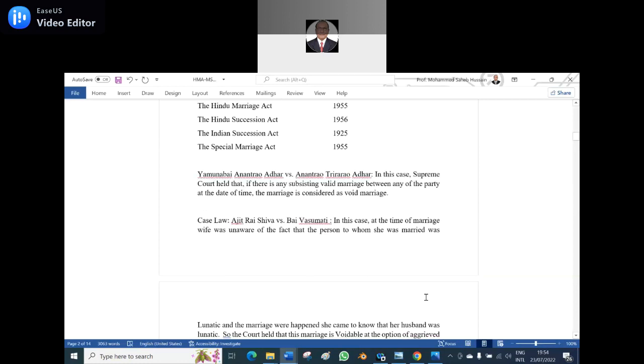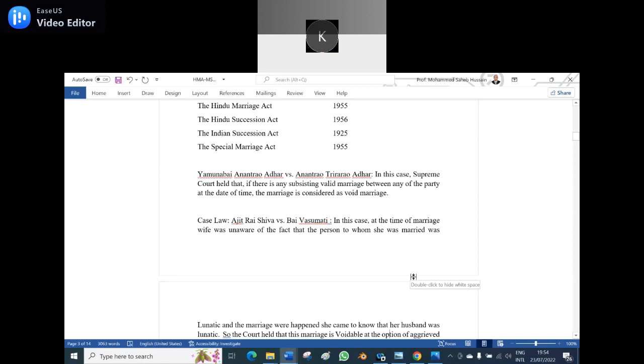So next, now it is certain, sir, the answer for the earlier question, we were in doubt. So if an unmarried woman marries a married man, then it is certainly a void marriage. Yes. The Supreme Court held that if there is any subsisting valid marriage between any of the parties at the time, the marriage is considered a void marriage unless the divorce is taken. Yes, yes. The next case law.